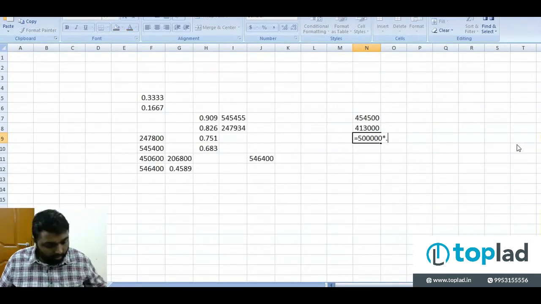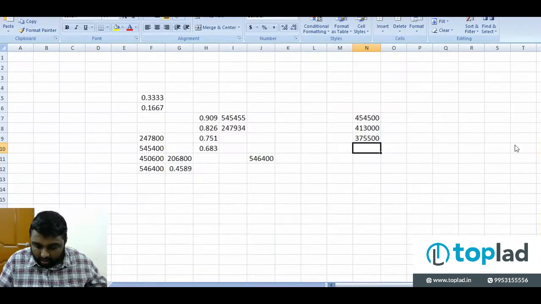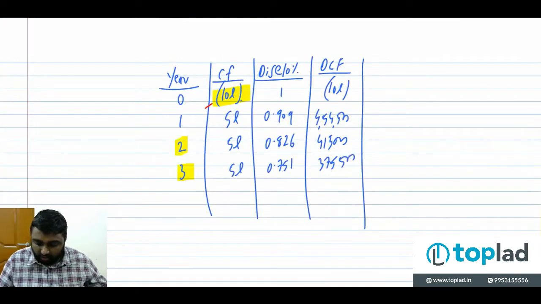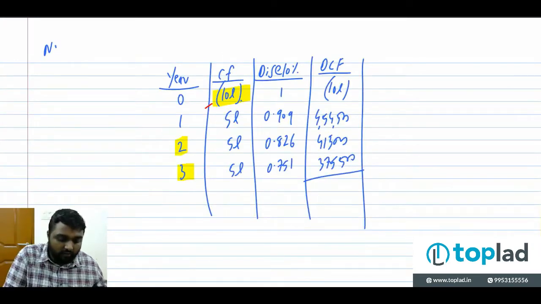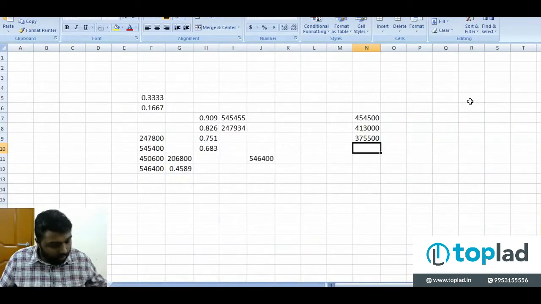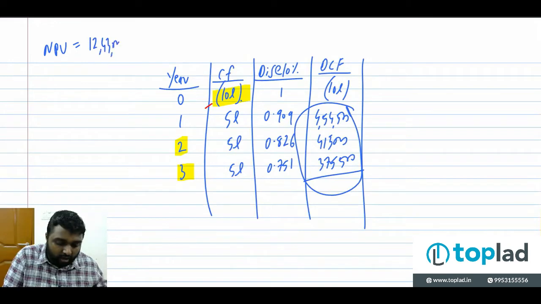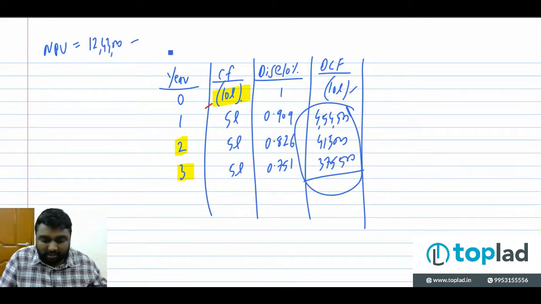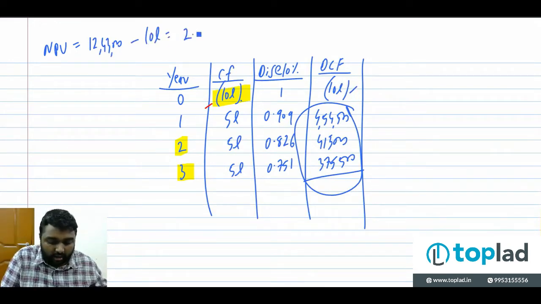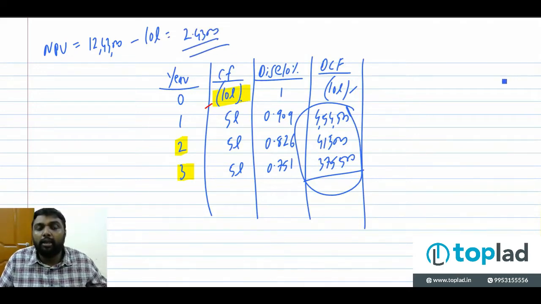5 lakh into 0.751, 3 lakh 75,500. So how will we find out NPV? All the positives we will add. What is the total of all the positives? 12 lakh 43,000. That is the inflow. Minus the outflow, which is 10 lakh, you will get 2 lakh 43,000. So your NPV will be 2 lakh 43,000.